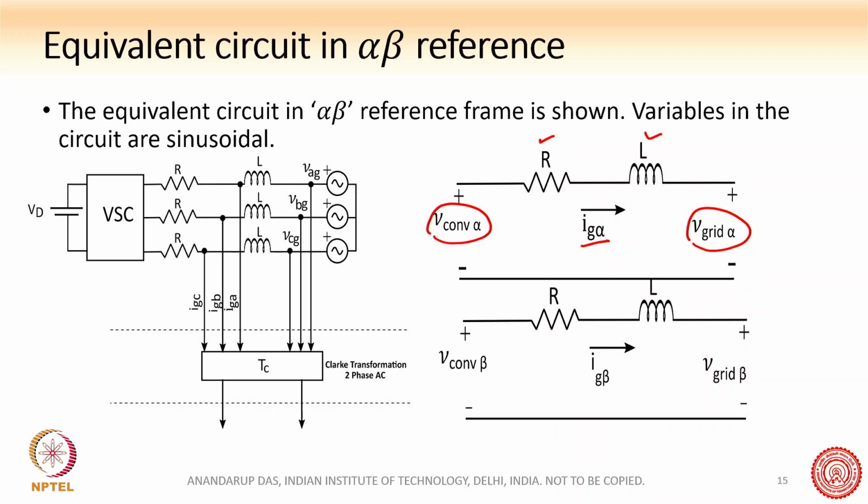Now when you do this Clark's transformation, as you can see here in a snapshot of that picture, these three-phase quantities have become two-phase quantities, alpha and beta. So we have V conv alpha and we have V conv beta. These quantities are all sinusoidal. Remember, when you do a Clark's transformation, the variables are all sinusoidal in nature.